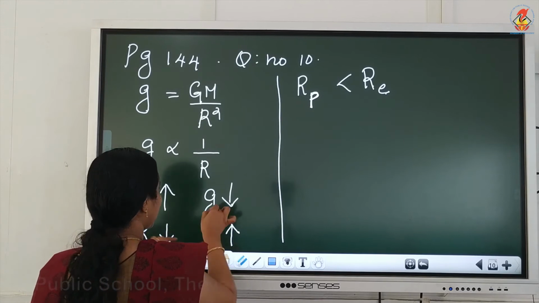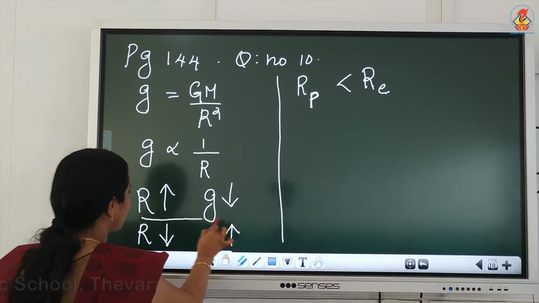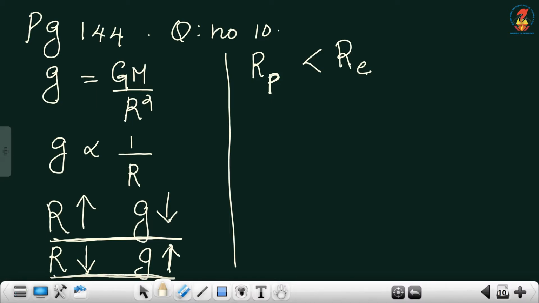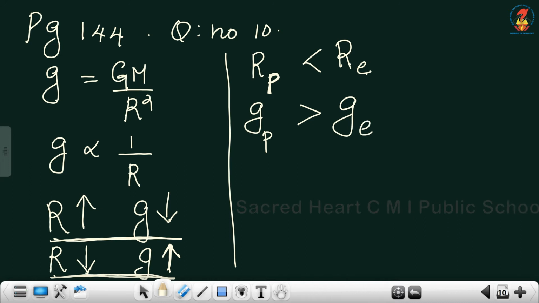We know that radius and acceleration due to gravity are in inverse proportion. So, if radius is less, acceleration due to gravity will be more. The radius at the pole is less, so acceleration due to gravity at the pole will be greater than the acceleration due to gravity at the equator.